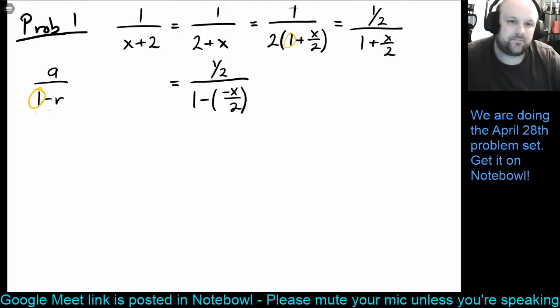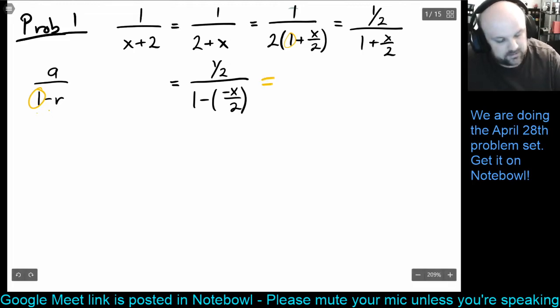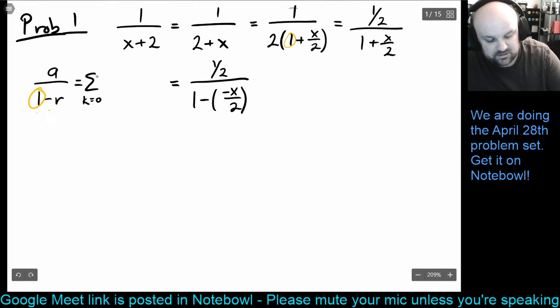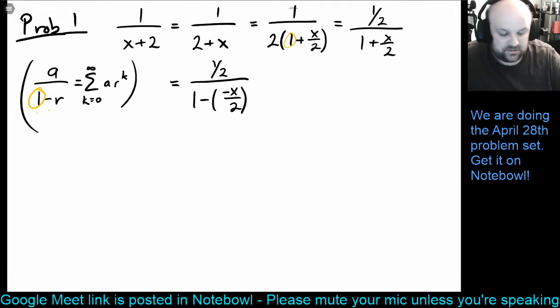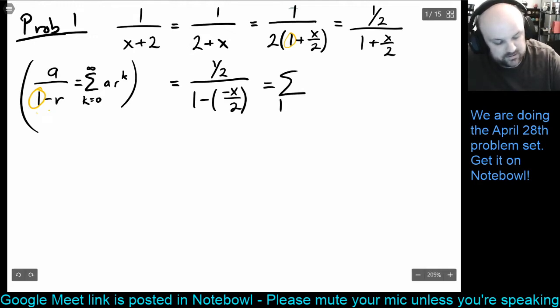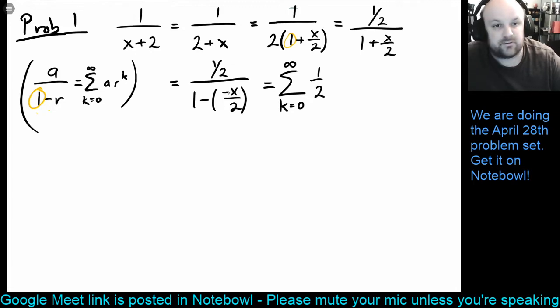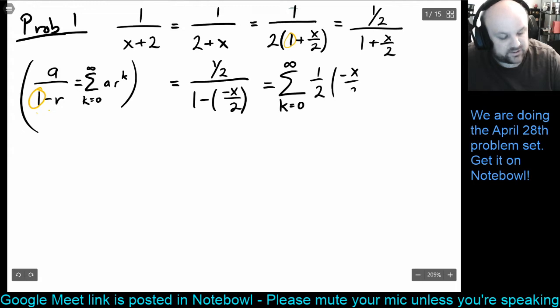And then once we're here, we can now just undo the sum of the geometric series. So remember, this is the sum from 0 to infinity of a r to the k. So we just undo this into this form, and that's all there is to it. So here we get the sum, k equals 0 to infinity. This is a, so we'll put our 1/2 here. And then r to the k is this stuff in the parentheses right here: minus x over 2 to the k.